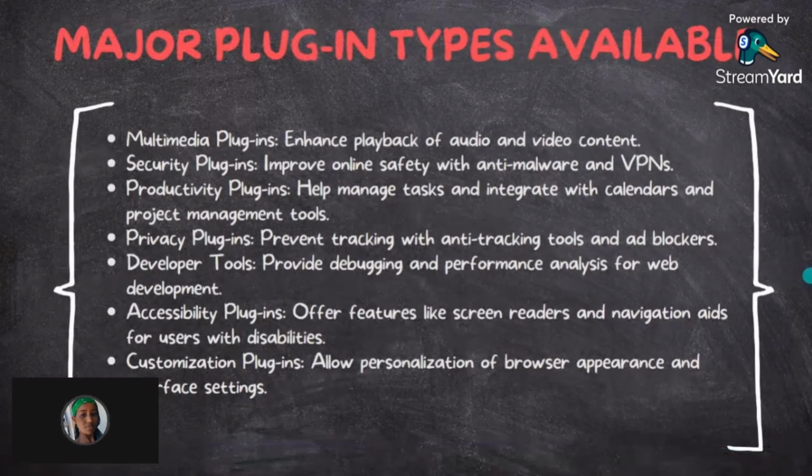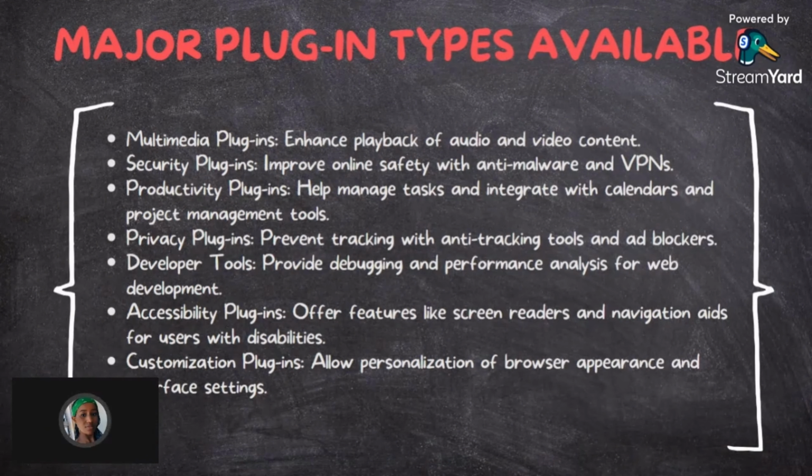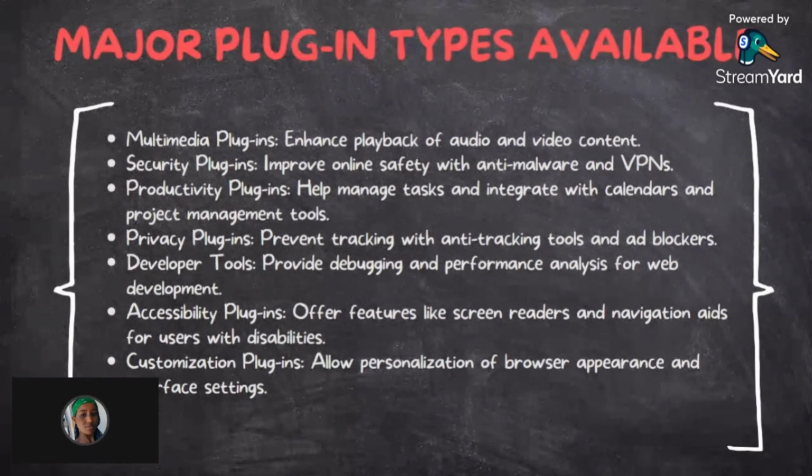Next, we speak about major plugin types available. Let's take a closer look at the major categories of browser plugins available. Multimedia plugins ensure audio and video playback. Examples include Adobe Flash Player, now obsolete with HTML5, and media plugins for modern websites. Security plugins focus on protection by blocking malware, encrypting data, and offering VPN support. Popular examples include uBlock Origin and HTTPS Everywhere.